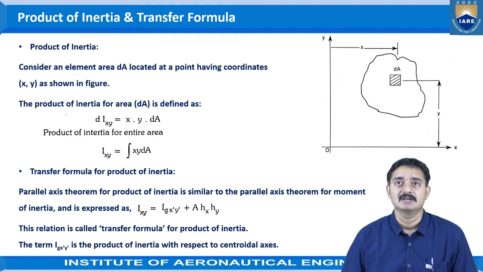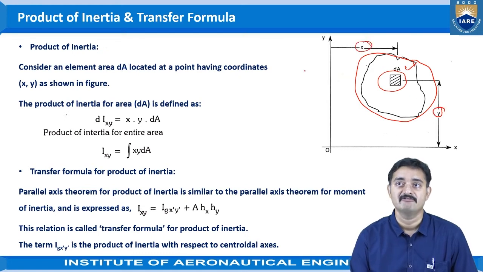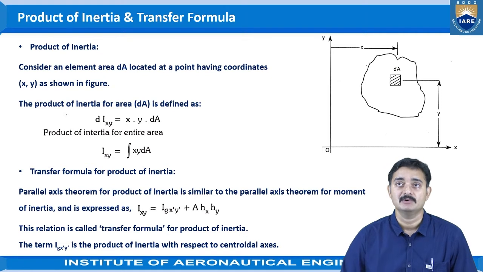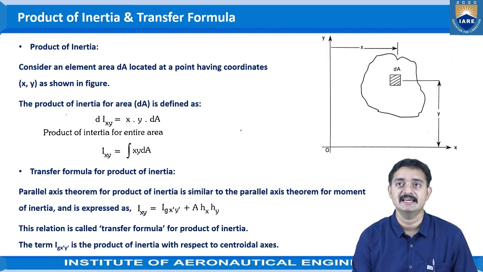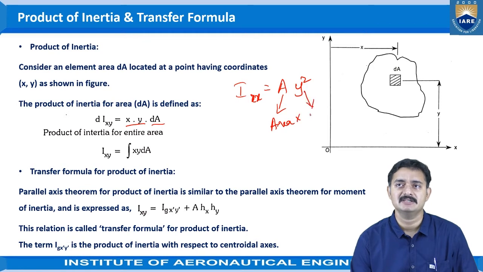For the product of inertia, consider the object which is placed here and the elemental area here as dA, which is lying at a distance of y and x from the x-axis and y-axis as shown here. Now, the product of inertia for area dA is defined as dIxy equals x into y into dA. As you can remember, the moment of inertia with respect to the x-axis is generally written as area into distance square. Here also it is the area into distance square, nothing but distance into distance.